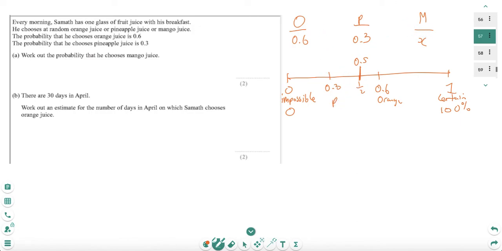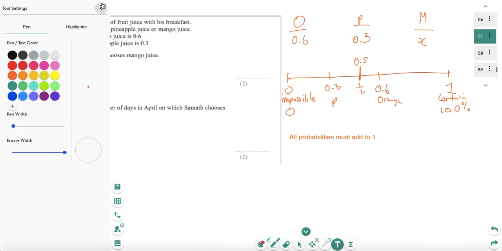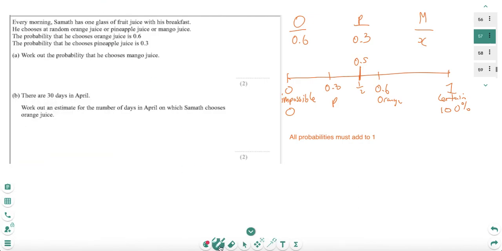Alright guys, to do this, there's one really important fact you have to know. All probabilities must add to 1. Because he will definitely choose orange, pineapple, or mango. So we know all these 3 numbers must add up to 1. So 0.6 plus 0.3 is 0.9. 0.9 plus 0.1 is 1. So that's the probability of choosing mango, 0.1.